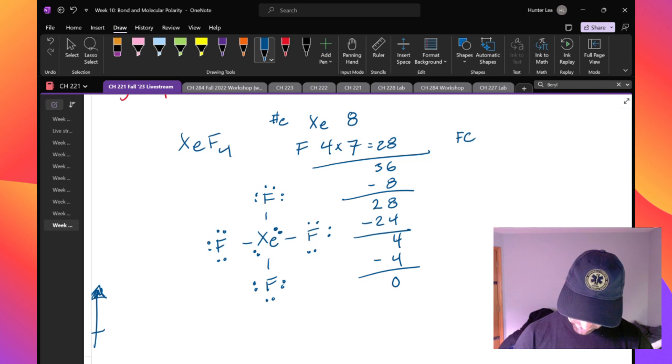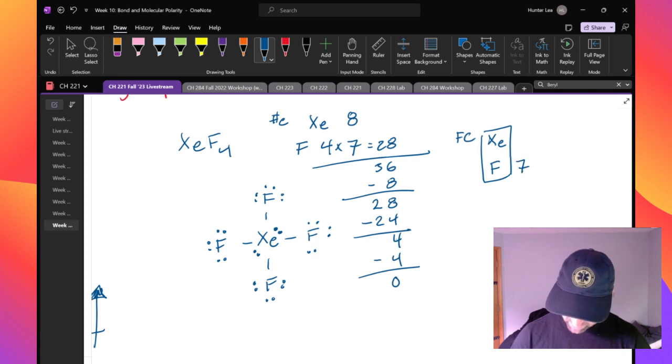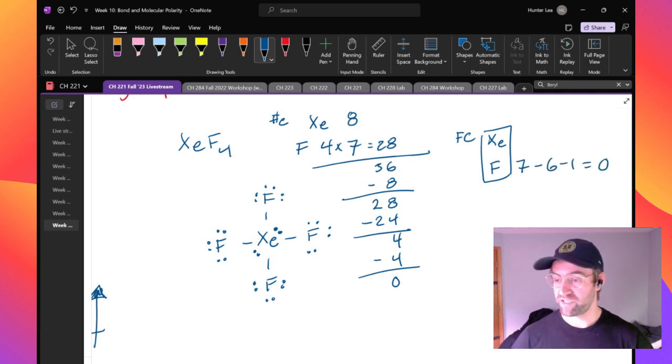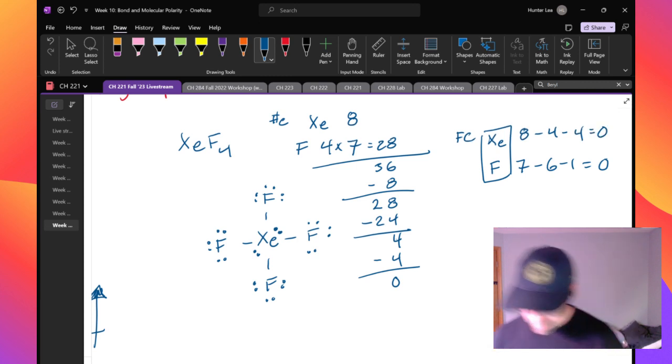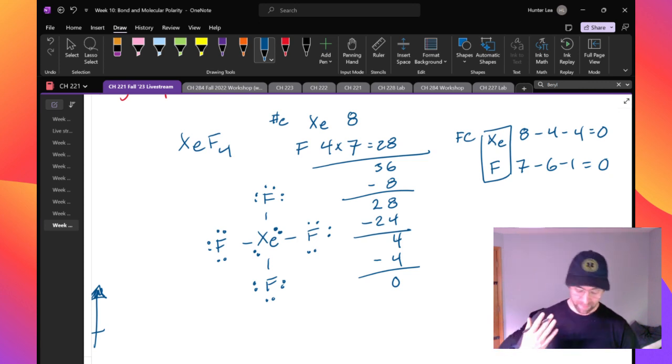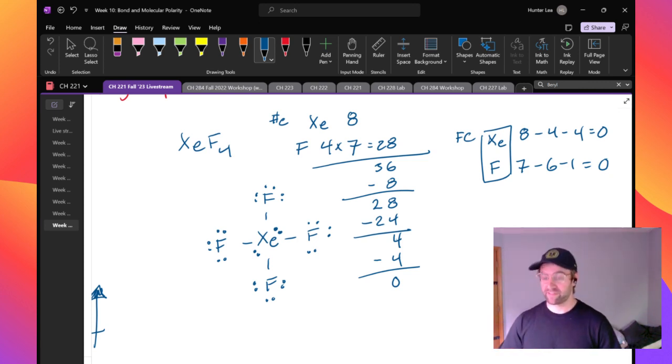Let's calculate formal charge. Fluorine is easy. We've done this enough times that we know each of those has a formal charge of 0. Xenon, we started with 8. We have 4 lone electrons and 4 bonds, so a formal charge of 0. This Lewis structure is valid. What on earth is our geometry?